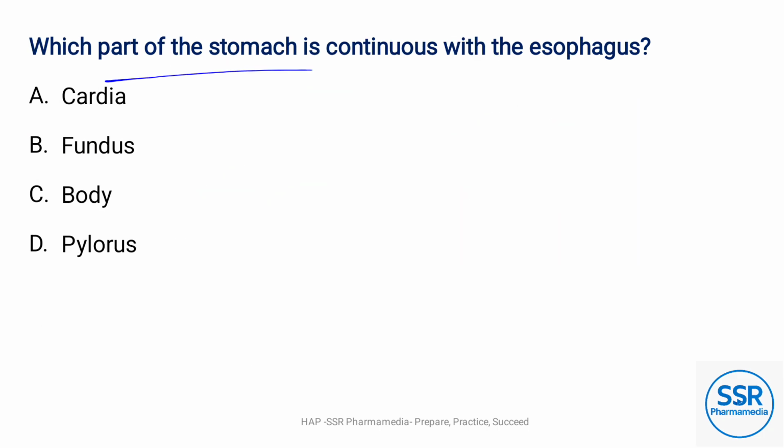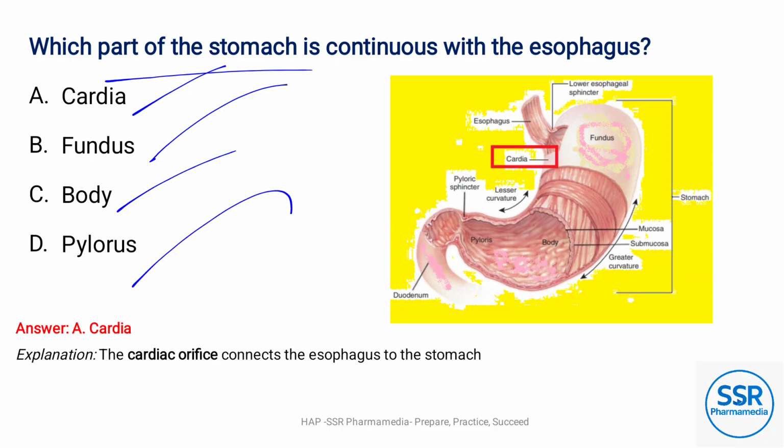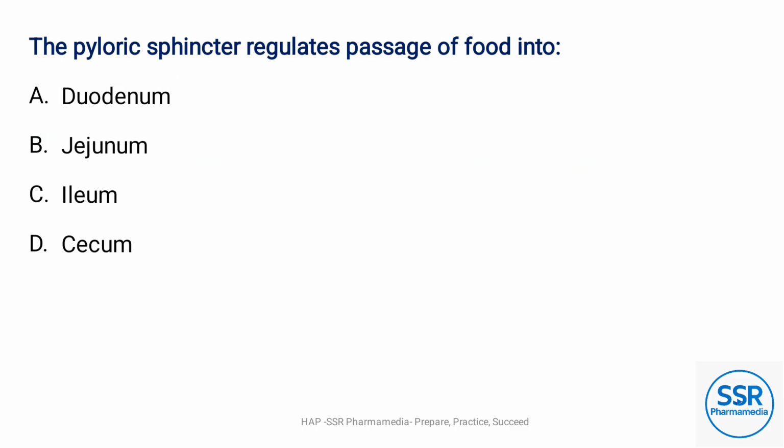Which part of the stomach is continuous with the esophagus? Option A, cardia. Option B, fundus. Option C, body. Option D, pylorus. The answer is option A, cardia. The cardiac orifice connects the esophagus to the stomach.